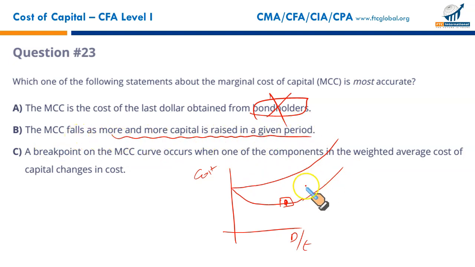So saying that MCC falls as more and more capital is raised in a given period is wrong. MCC goes up. Marginal cost of capital for every additional dollar raised goes up. Weighted average cost of capital for every additional dollar raised goes up. That's the case in most of the cases. So this is wrong. Then what?